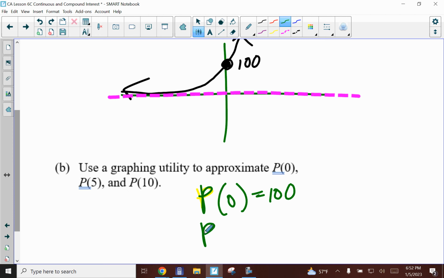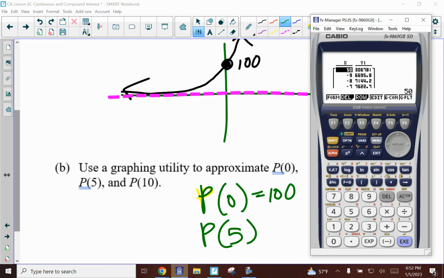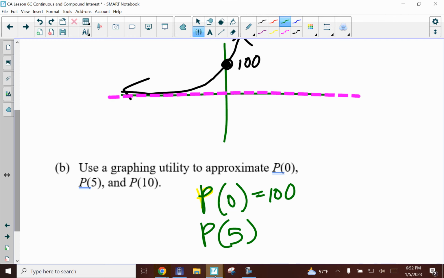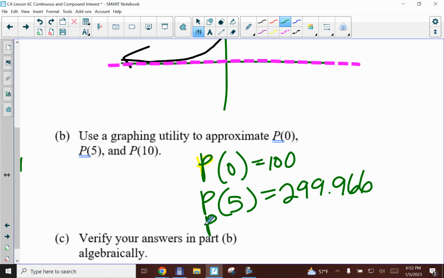And then P of 5. So now I just have to go to Desmos and plug in the 5. Oops, that's not Desmos. Desmos is over here. So I can go up to the 0, delete that, and put in a 5. The answer is 299.966. And then finally, the last one is P of 10.